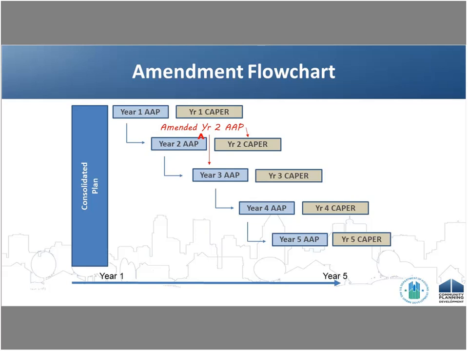As you can see on this flow chart on the screen, it illustrates the flow and alignment that the action plan has with the CAPER. So you have the year one action plan, which when you create the CAPER is generated from that year one action plan. The same with the year two action plan and the year two CAPER. What this flow chart shows, for example, is if you amend your year two action plan, you would want to make sure that that amendment occurs before you create your year two CAPER. The reason for that is if you create your CAPER before that amendment is approved, then the information in the amendment is not going to flow into the CAPER.